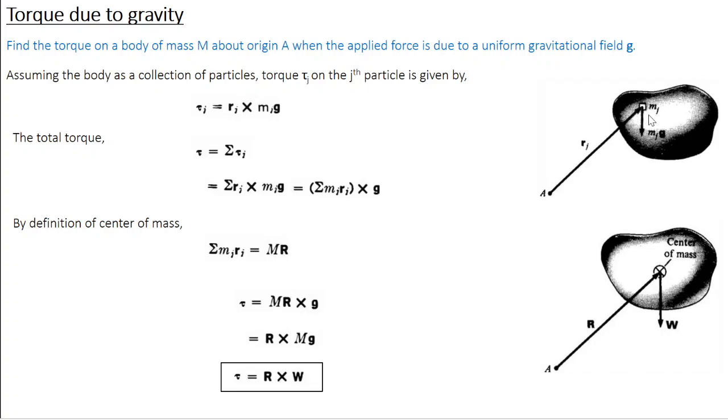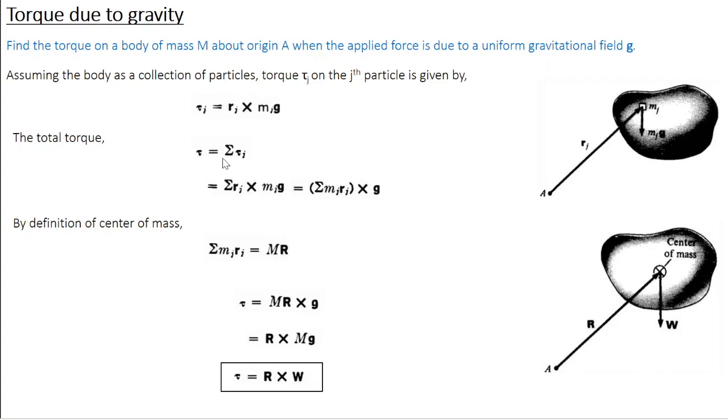Okay. So I'm going to choose the jth particle. Let mj be the mass of the jth particle. Let rj be its position vector with respect to origin A. Then the torque acting on the jth particle, tau j, is going to be r cross F. Here, since only gravitational force is acting on the system, force F is equal to m into g. So tau j equal to rj cross mj into g. So this is for the jth particle. Similarly, you can calculate torque for each particle. Find the sum of all this, you get the total torque.